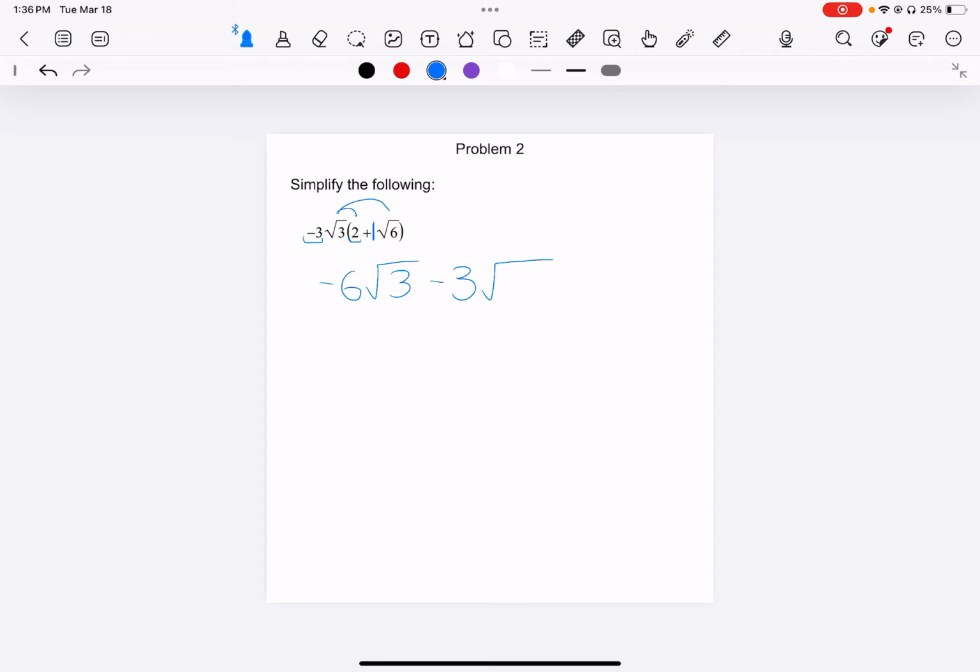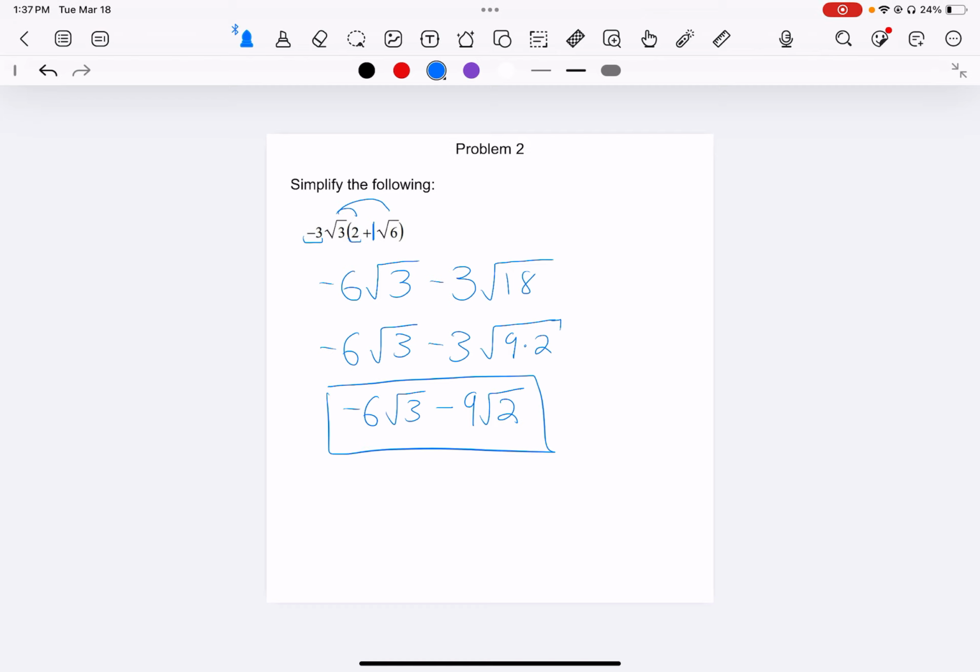And then radical 3 times radical 6 is radical 18. Now to simplify, I can't simplify this first term, but radical 18 can be split up into 9 times 2. The negative 6 radical 3 comes down. Now this 3 times radical 9 times 2. Radical 9 is 3, so 3 times 3 is 9. And the radical 2 is going to stay.